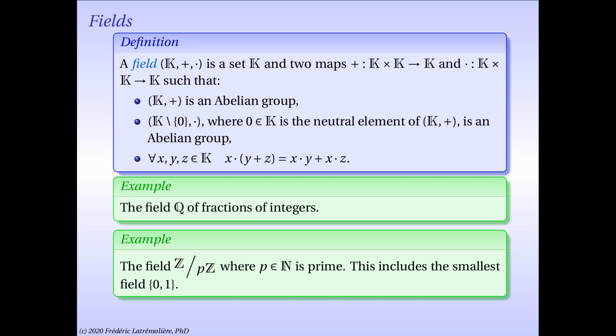Fields can be finite. The quotient of Z by pZ, where p is prime, actually is an example of a field. Sorry, not a group, a field. Of course, a field can also be finite. So the smallest field in particular is the field {0, 1}. That's the smallest possible field because once you remove the neutral element for addition, namely 0, you are left with 1, which is a neutral element for the multiplication. By our definition, we must have 1. So this is the smallest possible field.